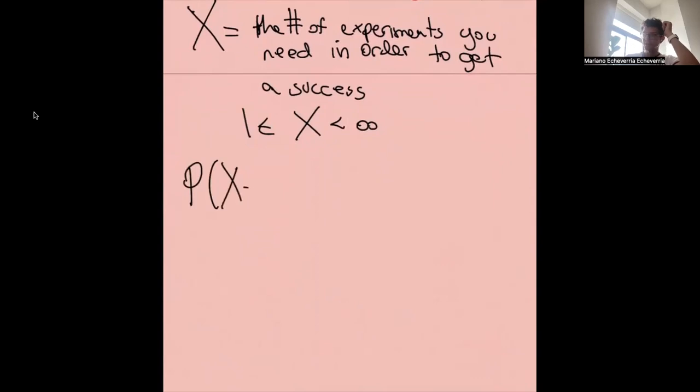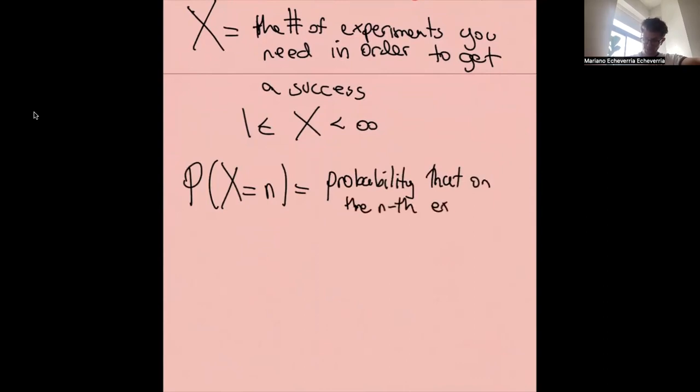So if you write something like this, this would be the probability that on the nth experiment, you get a win, a success, but not before.